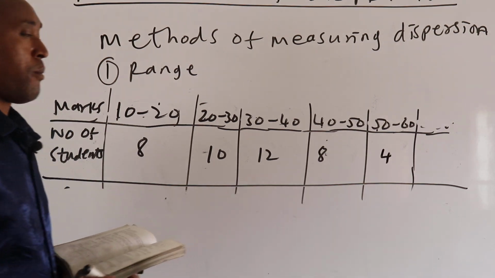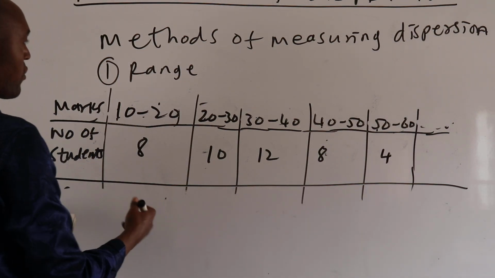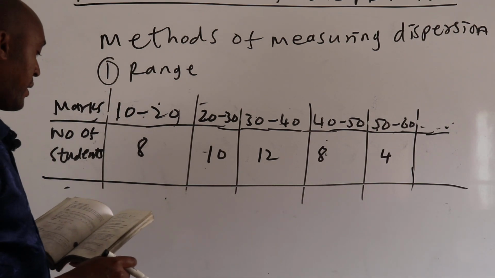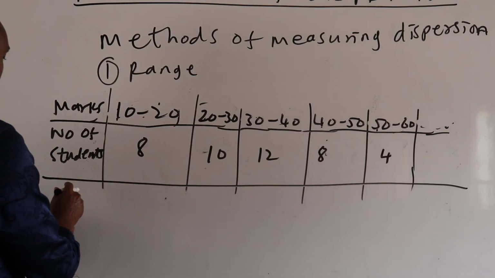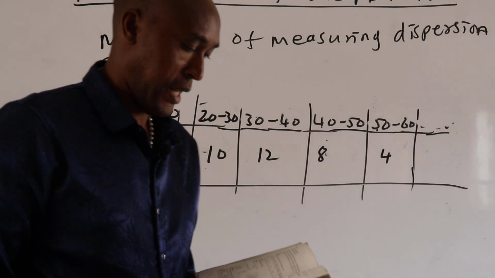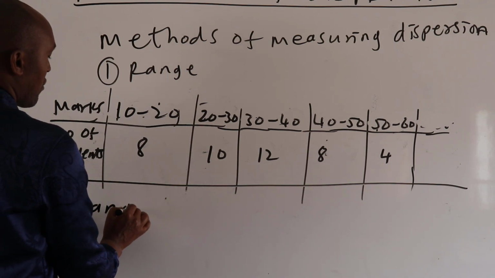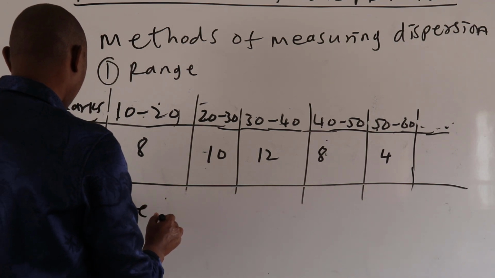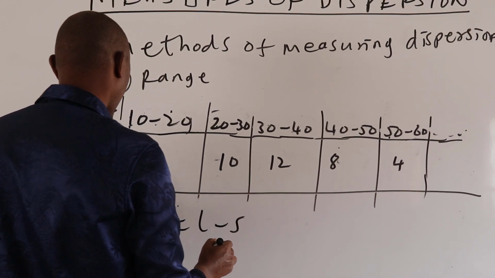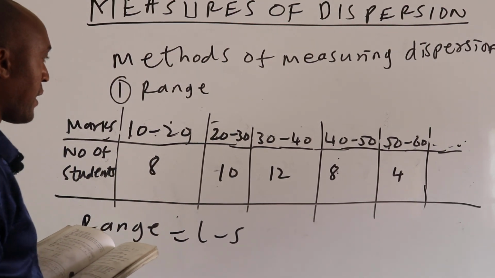So we are being told to look for range. So basically the question is find range. In this scenario, we have been given grouped data. So range is the same formula: range is equal to L minus S.